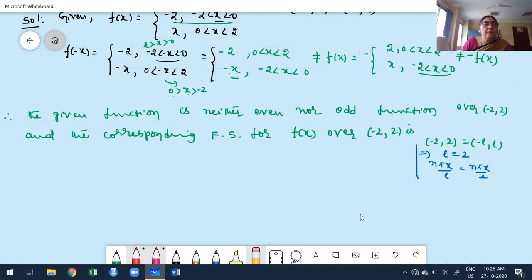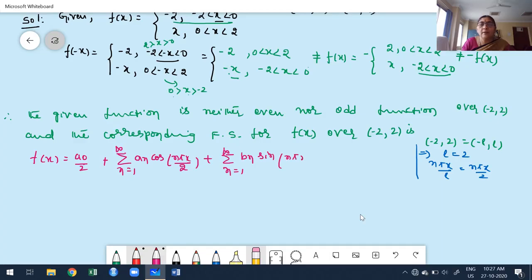Now what is my Fourier series expansion? f of x is equal to a naught by 2 plus summation n ranging from 1 to infinity a n cos of n pi x by L. What is L here? 2. Plus summation n ranging from 1 to infinity b n sin of n pi x by 2. What is my a naught formula? As usual, 1 by L. Don't write 2 by L, write 1 by L. What is L here? 2. So 1 by 2, integral from minus 2 to plus 2 of f of x dx.